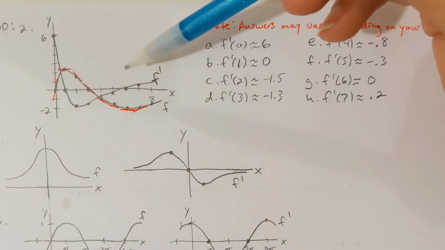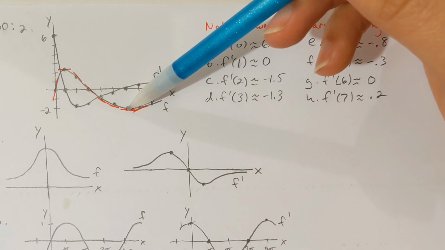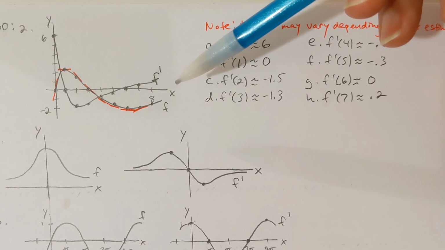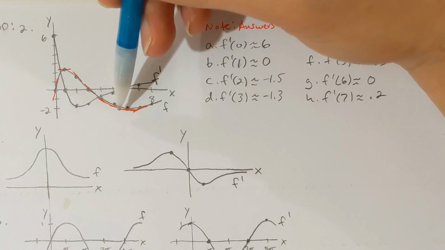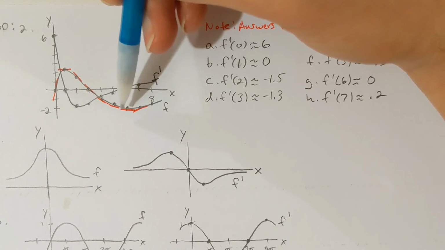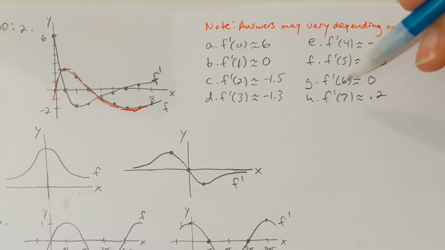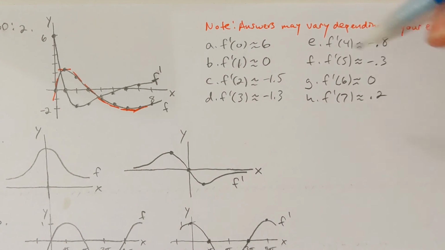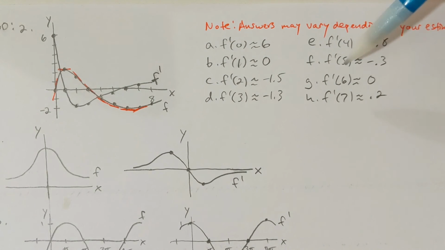F prime of 6. So at 6, it looks like we have a valley on the graph. And this tangent line here, if it's not a horizontal line, it's very near a horizontal line. Okay, so for all practical purposes, it would be roughly 0 for the slope of the graph at that spot. So (6, 0) would be on the graph of the derivative.